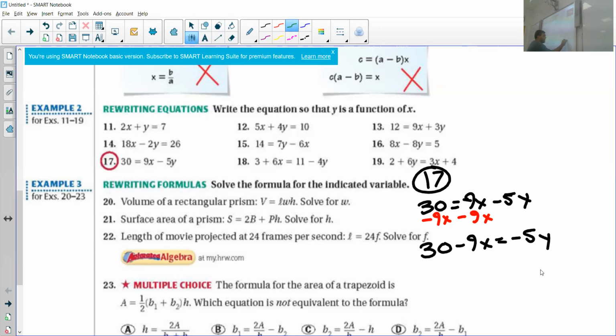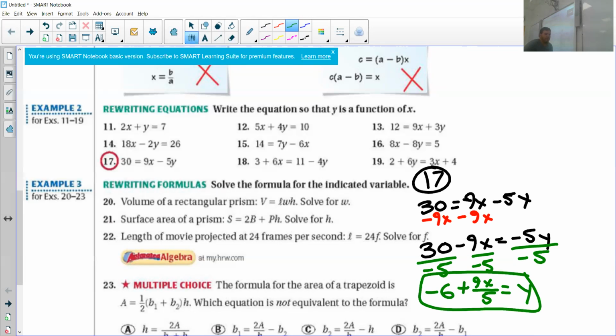Here, I have negative 5 times y, so I have to divide by negative 5 on both sides. Because I did that, I'm going to get negative 6, because 30 divided by negative 5 is negative 6. Negative 9 over 5 is not reducible. So we're going to do plus 9x over 5 equals y.